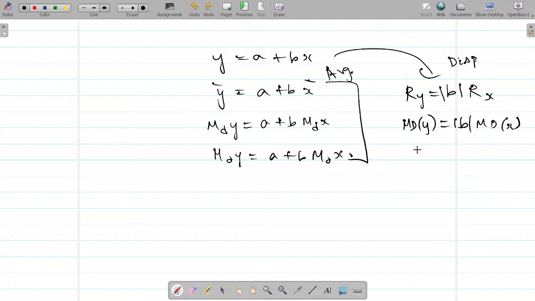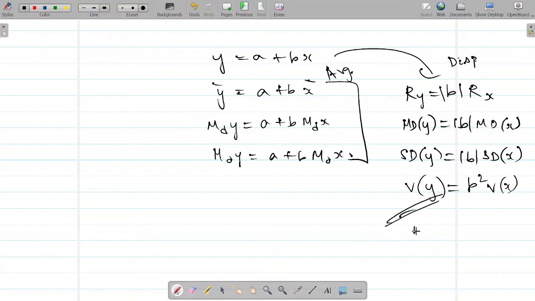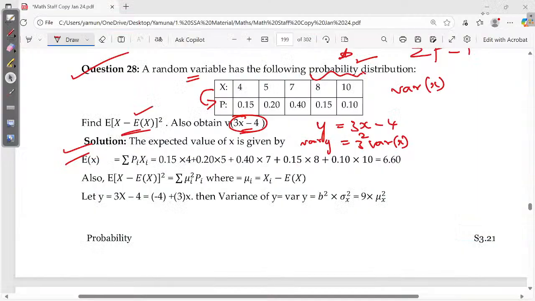Quartile deviation we usually will not discuss. Standard deviation of y is modulus of b into standard deviation of x. Variance of y is b squared into variance of x, because it is sigma squared. You have to remember this. Change of origin and scale concept.